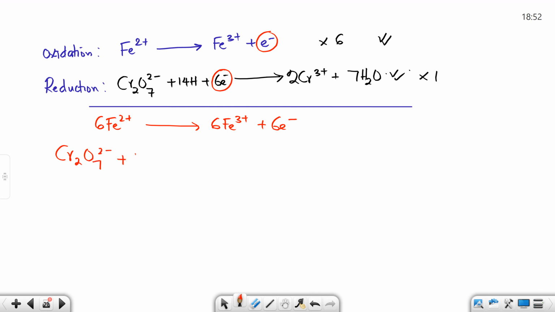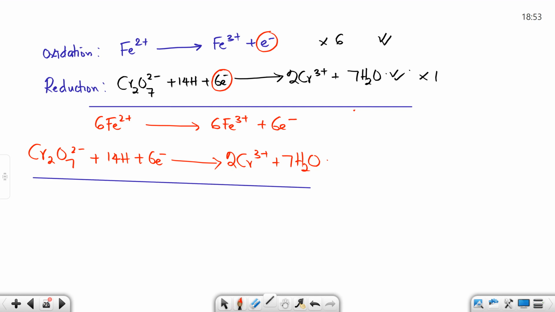6Fe2+ gives 6Fe3+ plus 6 electrons. What do we have when we multiply the other one by 1? Cr2O7 2- plus 14H+, we're multiplying by 1, remember? Plus what? 6 electrons. Let me just move it a little bit. And then what do we have? 2Cr3+ plus 7H2O. Now since our electrons are now the same, for balancing now, you are going to get your 1 mark. Electrons are now the same. What do I do, guys?